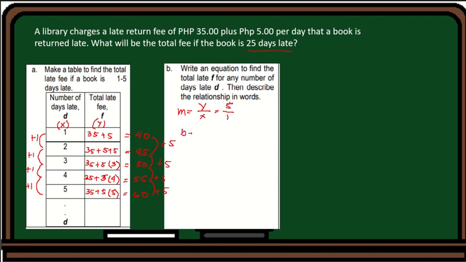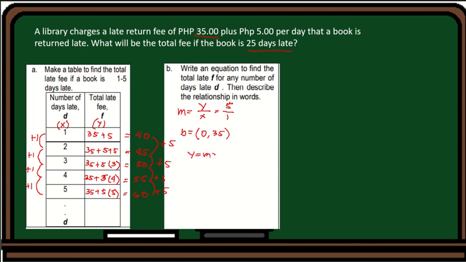Now, B will represent magkano ba yung starting fee ninyo or starting rental fee. So, once na nag-rent ka na ng libro sa library, according to the problem, you will be paying 35 pesos. Late man siya or hindi, you will be paying 35 pesos. So, your B will be 0 and 35. Kahit hindi ka na late, as long as na nag-rent ka na ng libro, you will be paying 35 pesos. Now, we already have our M and B, so we can now write our equation.